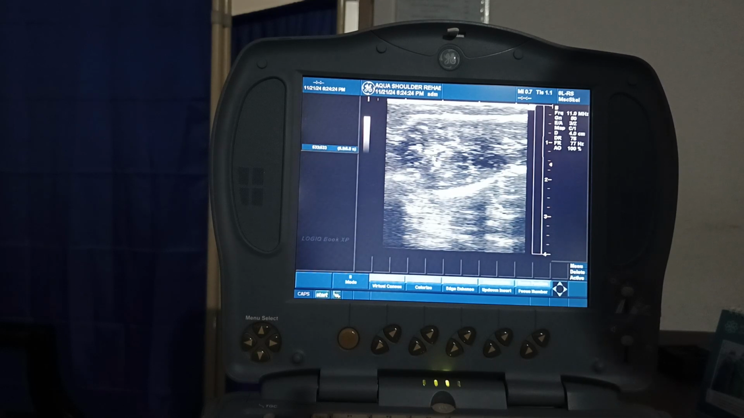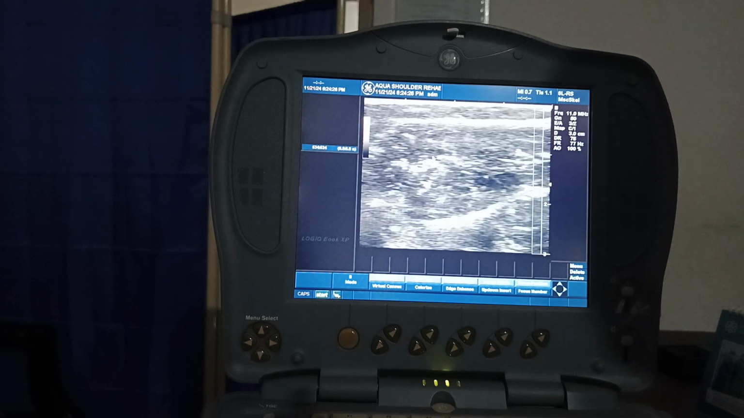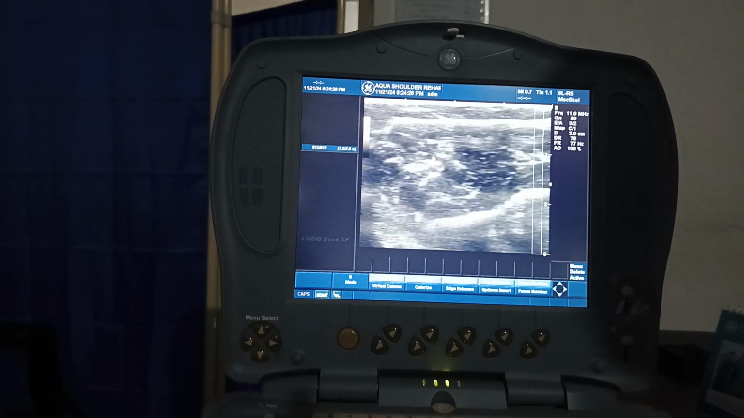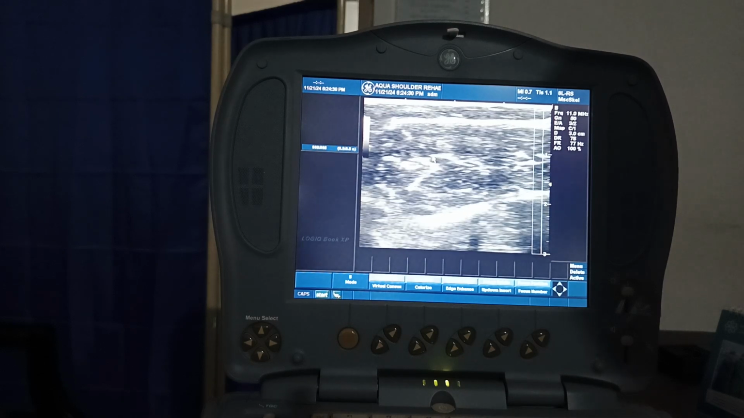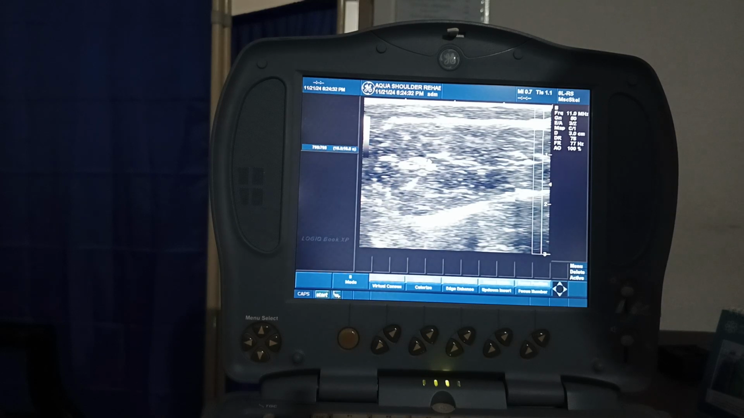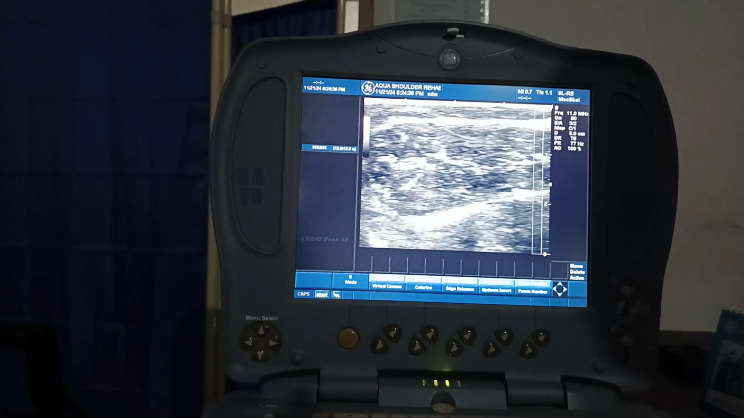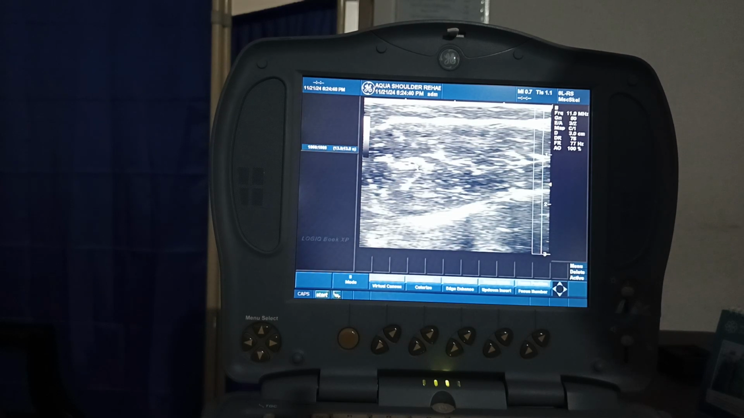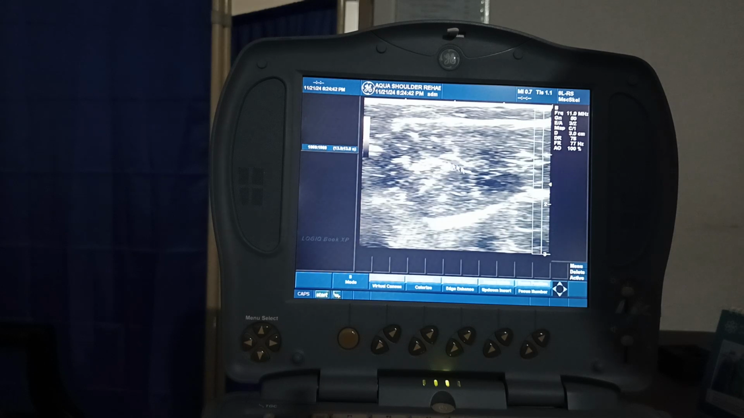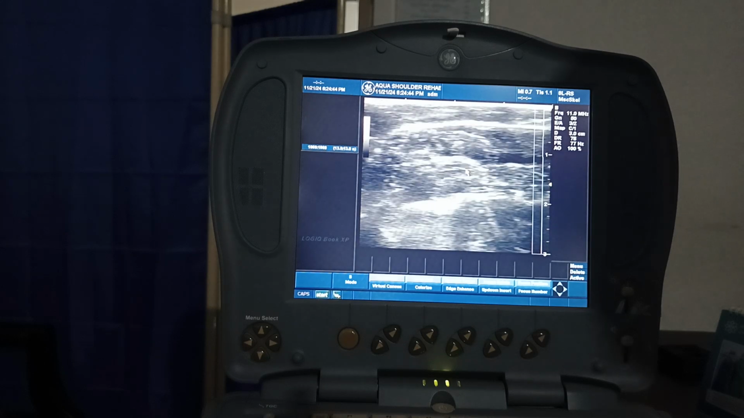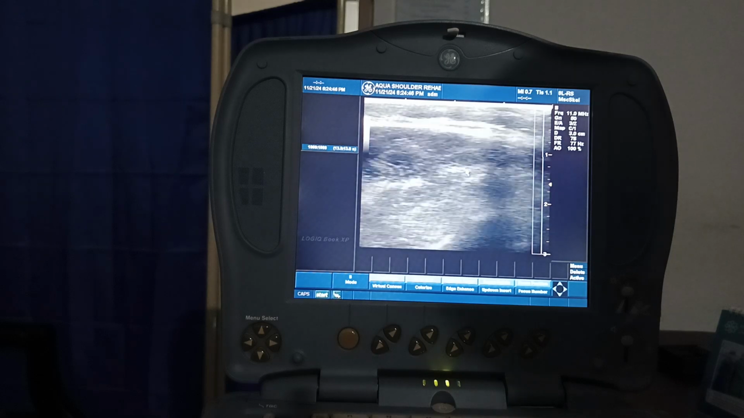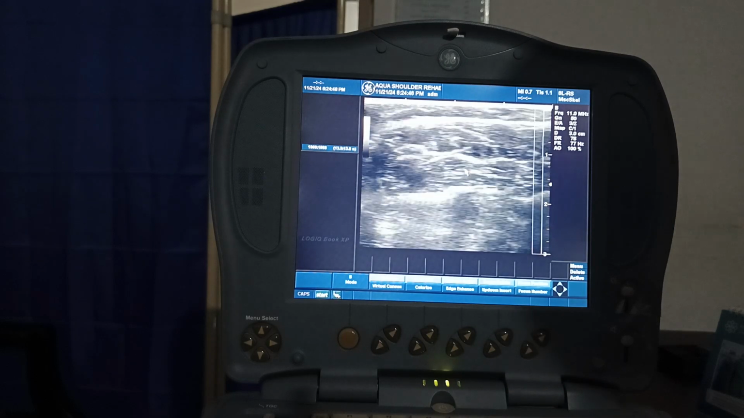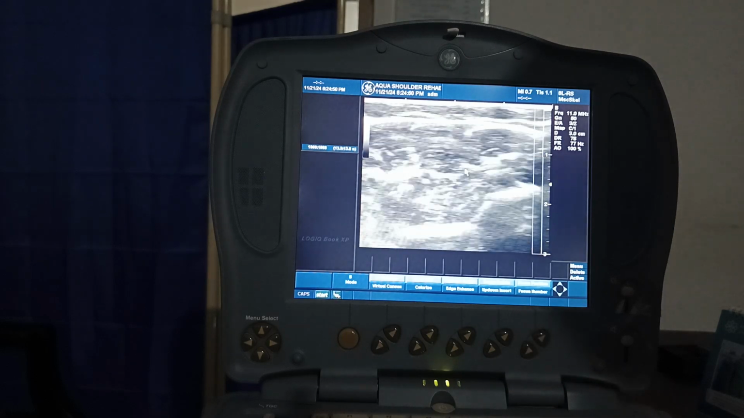This is called the honeycomb appearance. Let's go to, I'm not zooming in, I'm just decreasing the depth, and I can also measure the depth of this nerve. At this level it is about 1 centimeter from the skin, just 1 centimeter deep, and this is the short axis. Now as soon as we try to move more distally towards the wrist, the nerve will become more superficial.